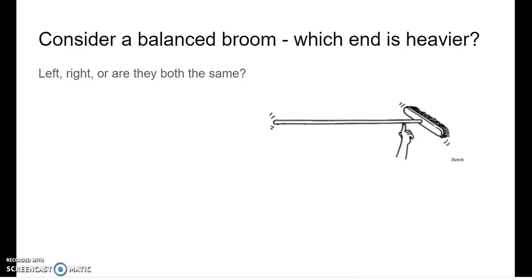Think about this for a moment. If you've ever balanced a broom on your fingertips, which end is heavier? Naturally, you probably think off the top of your head, oh man, both sides have to be equal. If you cut it right there where the finger is, in this little drawing, it seems like they're both of equal weight. And of course, they're really not. So let's get to this in a second.